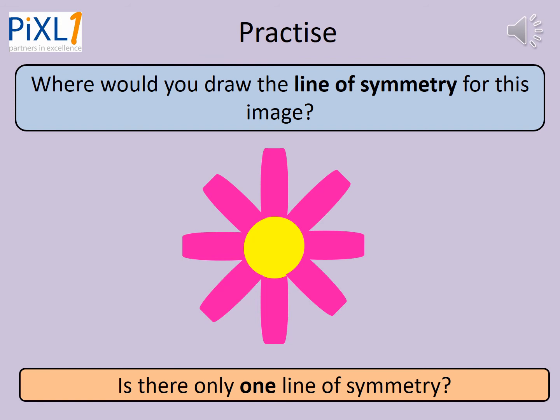Pause this video now and have a think. Where would you draw the lines of symmetry in this image? Would there be more than one? I think there would be many, and different petals of the flower would be in another line of symmetry.